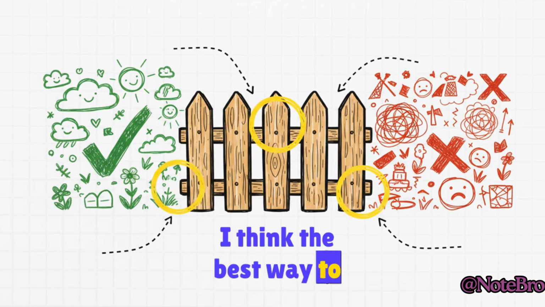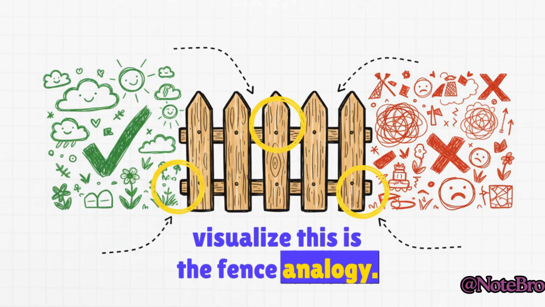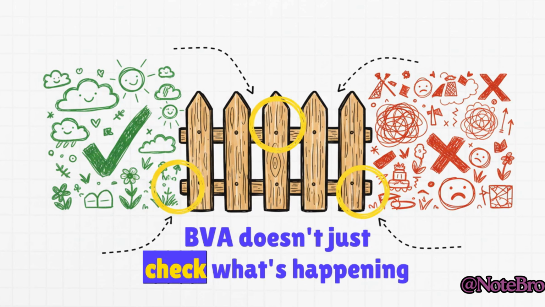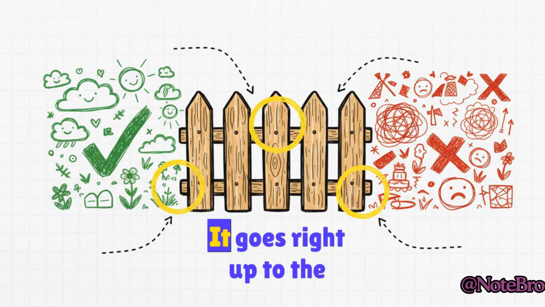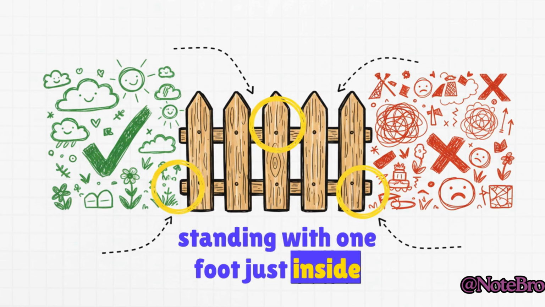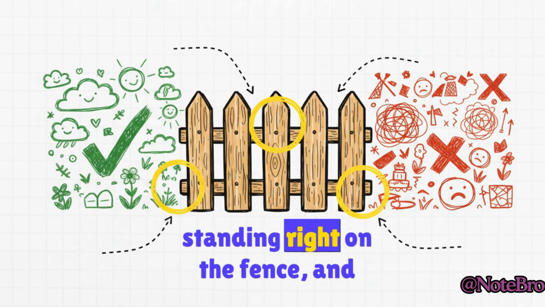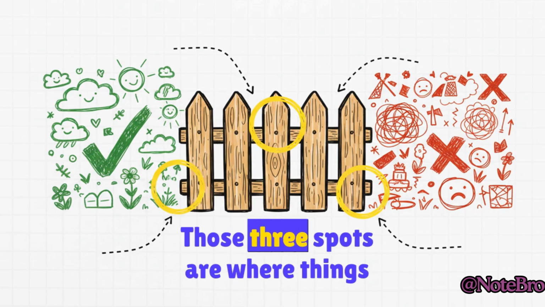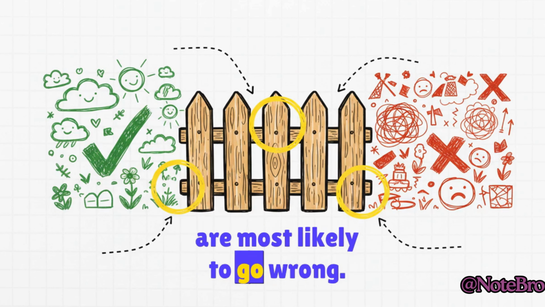I think the best way to visualize this is the fence analogy. Imagine the boundary is a fence in a yard. BVA doesn't just check what's happening in the middle of the yard. No, it goes right up to the fence. It checks what happens when you're standing with one foot just inside the fence, what happens when you're standing right on the fence, and what happens when you step just outside the fence. Those 3 spots are where things are most likely to go wrong.